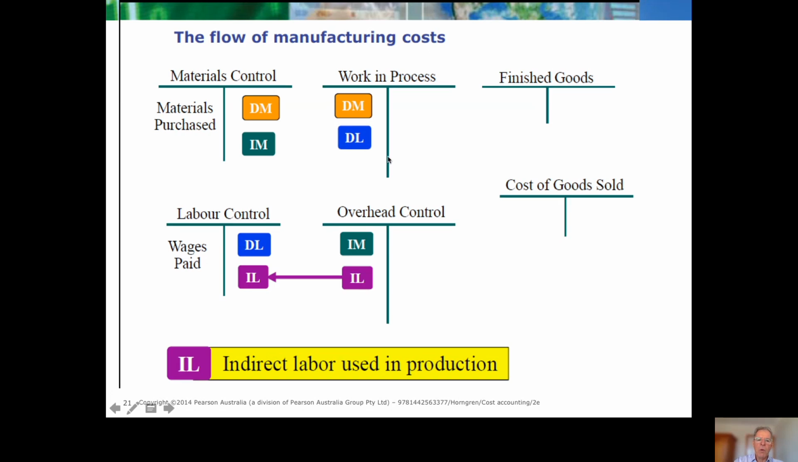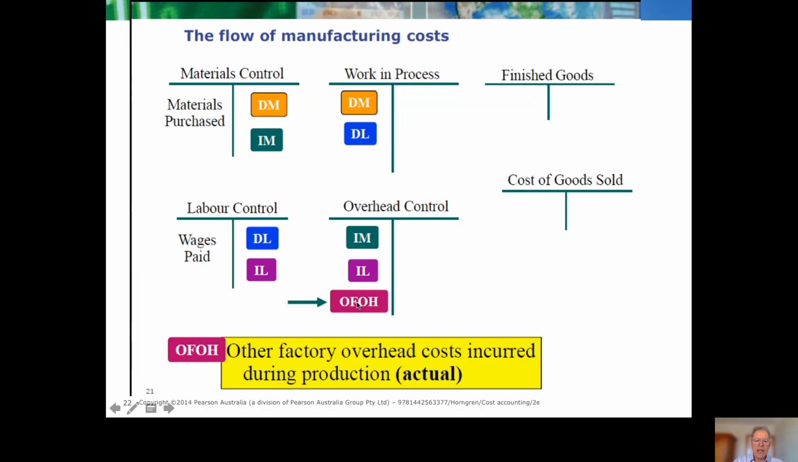Indirect labour will get to work in process indirectly as we apply the overheads, but firstly, actual overheads, just like indirect material, getting charged to the overhead control. So this is the supervisor's wages, and he was responsible for working on a whole range of jobs, not that specific job. So it's better to just charge a proportion of his salary to the particular job. So actual overheads being charged down here, and here more overhead costs are incurred.